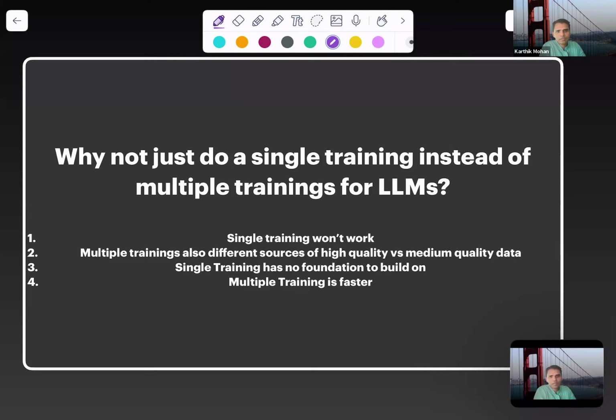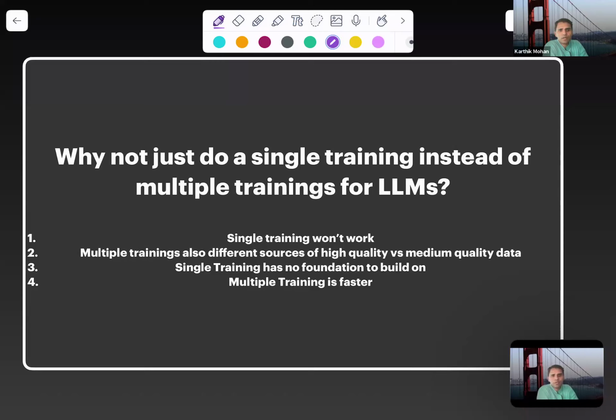And also number three, because single training has no foundation to build on. That's absolutely true because you're starting from scratch. You have to build the foundation and also get good at the tasks that these LLMs will be benchmarked on. And as we'll see, there are different benchmarks for LLMs. There are math tasks, reasoning tasks, coding tasks, and regular question answering tasks. So these are different tasks that LLMs get evaluated for. You need to start with the foundation and then be able to fine tune. So number three is also a big one.